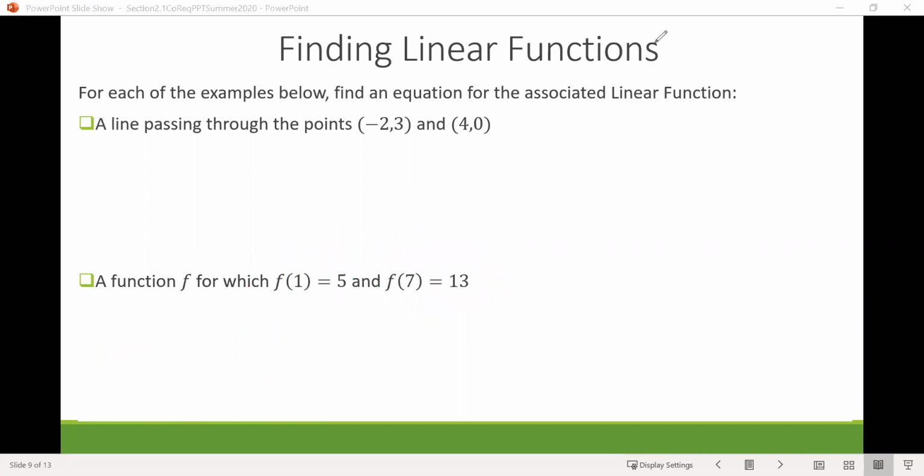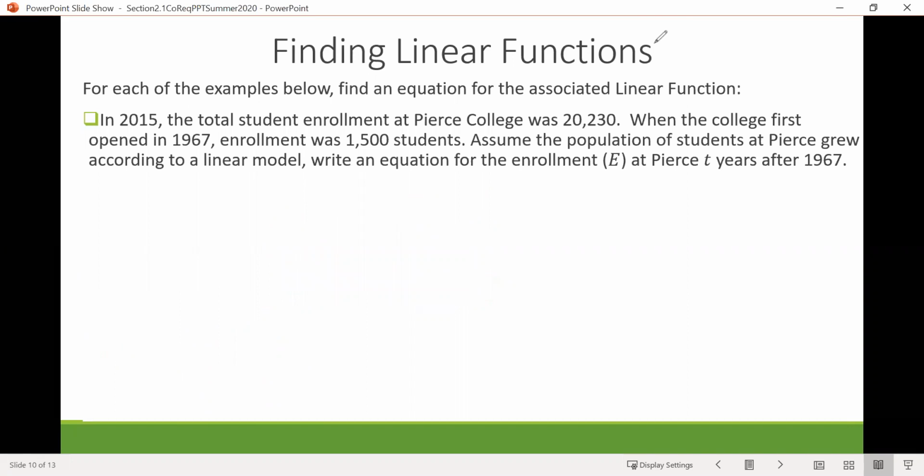All right, let's look at this example now. We're told that in 2015, the total student enrollment at Pierce College was 20,230. When the college first opened in 1967, enrollment was 1,500 students. And fun fact, back in those days, the college was housed in an old Albertsons building, so this school was sometimes called Albertsons College. Assume the population of students at Pierce grew according to a linear model. Write an equation for the enrollment E at Pierce T years after 1967. So we need to write our equation here.